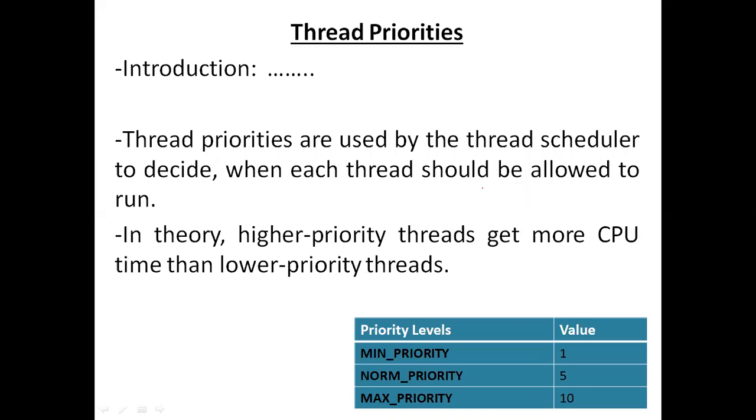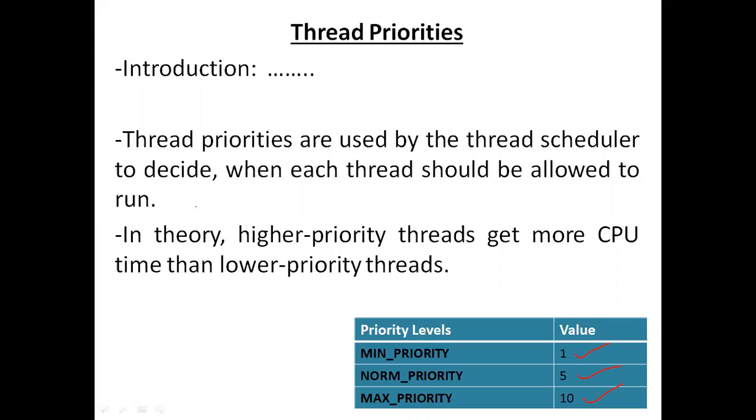These thread priorities range from 1 to 10, 1 being the low priority, 5 the normal priority, and 10 the highest priority. As you can see at the bottom of the slide, 1 is called the minimum or low priority, 5 is called the normal priority, and 10 is called the maximum priority. In the previous videos we discussed that, including the main thread, whenever a thread is created, by default it is going to get the thread priority as 5.